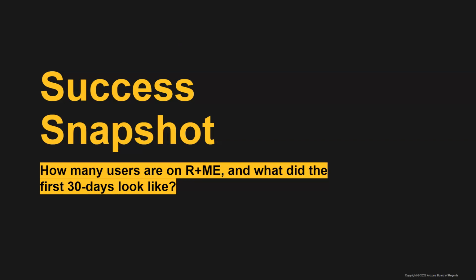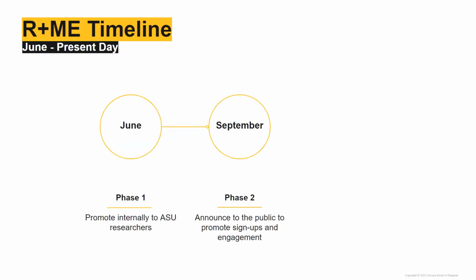Okay, I wanted to give a quick detail on a success snapshot. So how many users are on Research Plus Me, and what did the first 30 days look like? Okay, it's important to preface with a timeline. So we finished up phase 1. We started phase 1 in June.